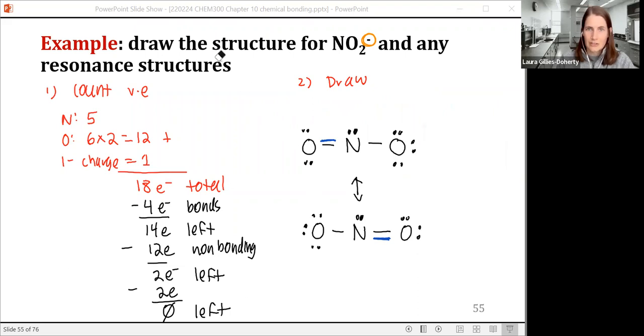So if I wanted to write the average resonance structure for this, it would be nitrogen, oxygen, oxygen, with dashed lines between. Make sure those show up as clearly dashed to show that this double bond could be on the left or it could be on the right.